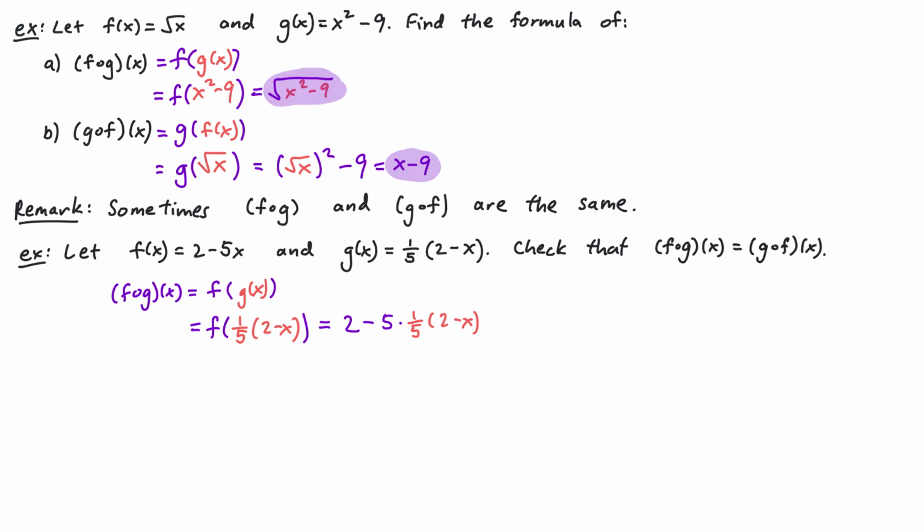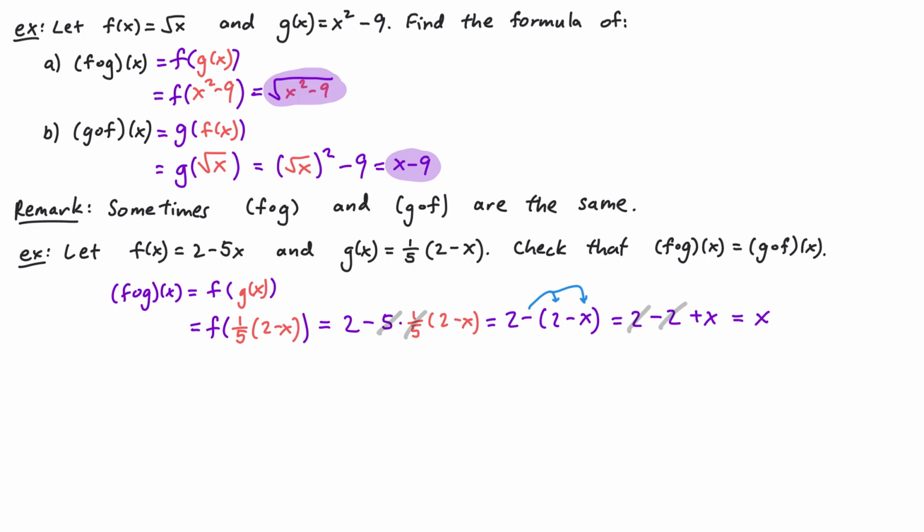But we can simplify this a little bit. For example, we see that we have a 5 times 1/5, which means that these two factors can cancel each other out, leaving us with 2 minus 2 minus x. If we distribute this minus sign, we'll end up with 2 minus 2 plus x, and we see here that the 2 and the negative 2 will cancel out, so in the end, our formula is just x.